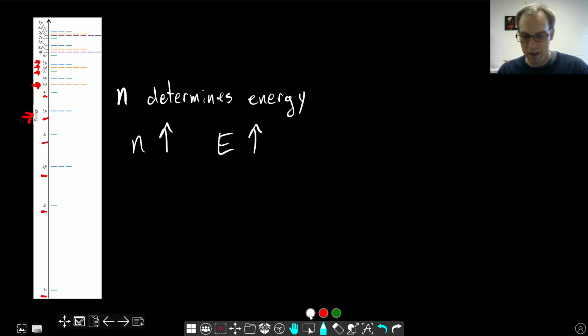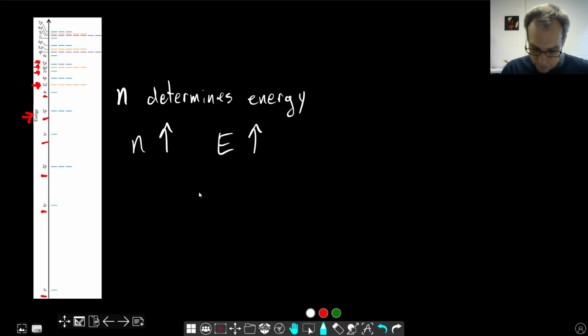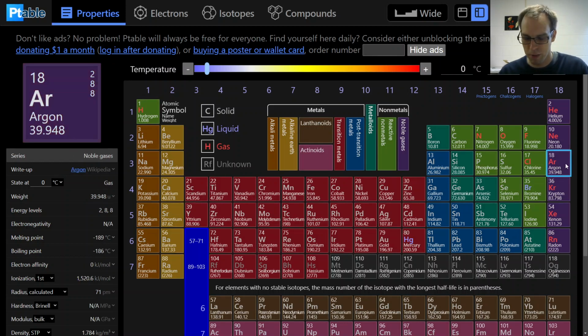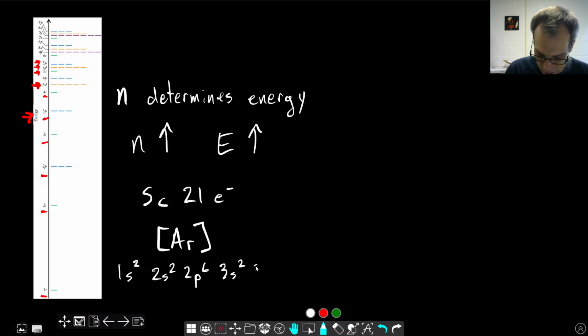So what that means is if we pick an element, let's say scandium here, scandium, which has 21 electrons, as we just saw, we're going to use the noble gas configuration. We're going to say, okay, everything up to argon, we already know how that fills in. So the electron configuration is going to be the same as argon, which, just to be clear, means we filled up our 1s orbitals, our 2s orbitals, our 2p orbitals, our 3s orbitals and our 3p orbitals.